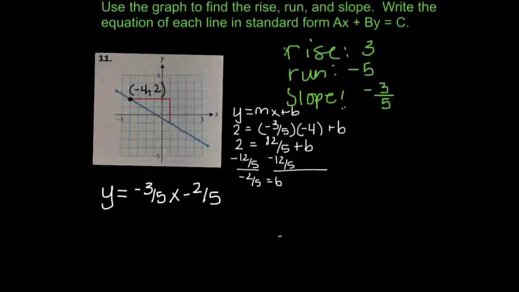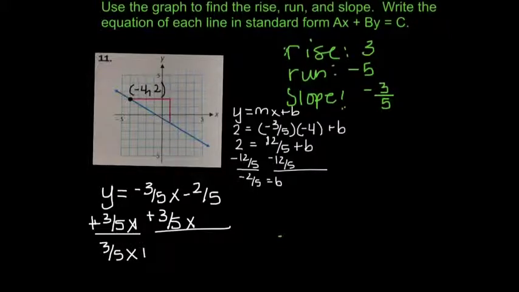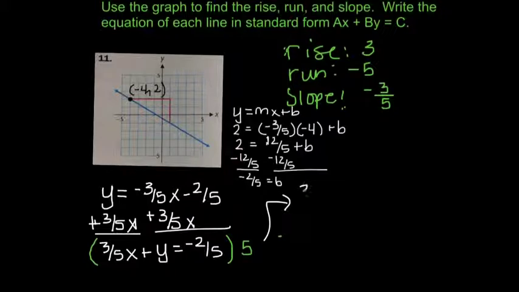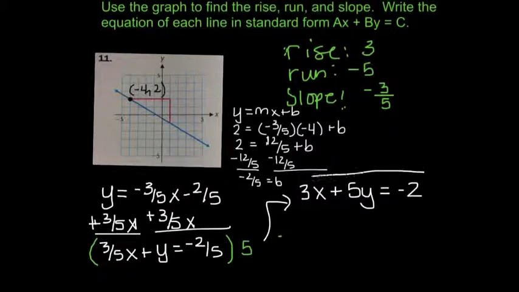To get this to be in standard form, I would add that 3/5 x to both sides. So that gives me +3/5 x plus y equals -2/5. I have to clear the fractions. They both have denominators of 5, so I'll multiply each term by 5. That leaves me with 3x plus 5y equals -2. This time the leading term is already positive. I cleared the fractions. Everything's in the right order. So this is standard form.